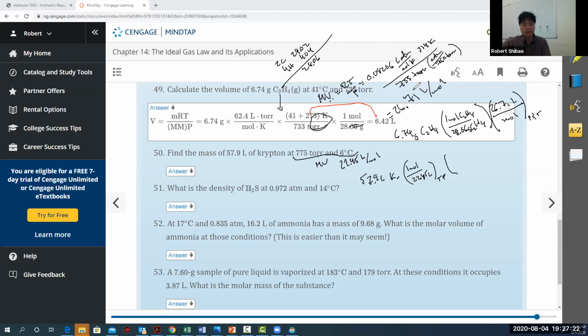83.70, 83.80, 83.80 grams per mole. Here I rounded it actually, it's 83.799, but for molar masses and atomic masses, we'll just round it to 2 decimal places. This is krypton per mole krypton. Let's see how they did it.